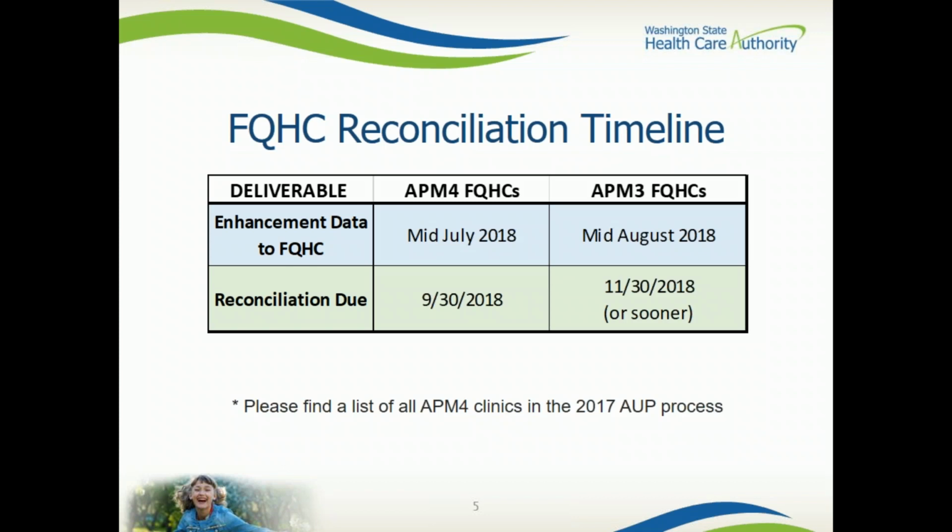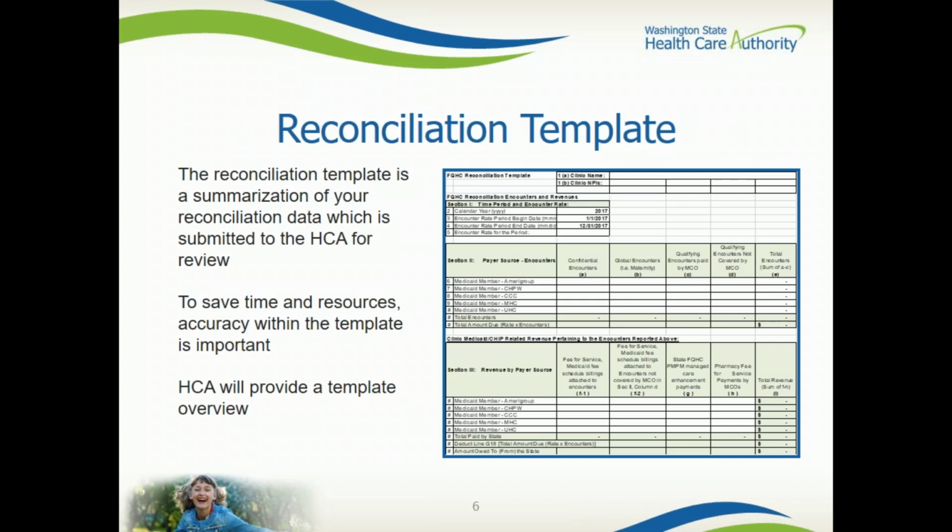FQHCs that participate in the APM4 pilot, as per the Memorandum of Understanding signed by those FQHCs and HCA, will submit their reconciliation for 2017 by September 30th, 2018. For APM3 clinics, the deadline is November 30th, 2018. And of course, if you happen to finalize your reconciliation before that, we'll be happy to receive it prior to those due dates. At this point, I'm going to turn the presentation over to Michaela Snook, who will walk us through the reconciliation template piece by piece.